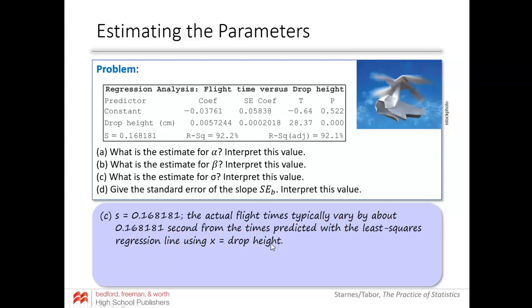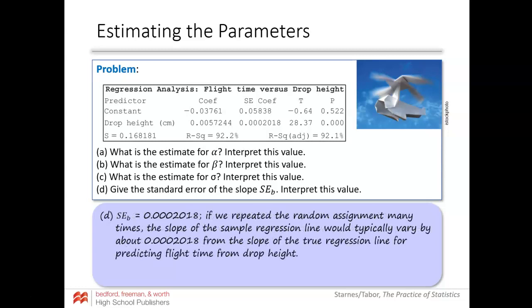And that is very much in line with what we did back in chapter 3. So when we interpret a standard deviation or some sort of variability, we talk about what we are measuring here. The actual flight times typically varied by this amount from the predicted when we use the least squares regression line, and then they like you to determine who your independent variable is, who your x is. I feel like that's a topic we need to revisit. It's been a while since we did that.